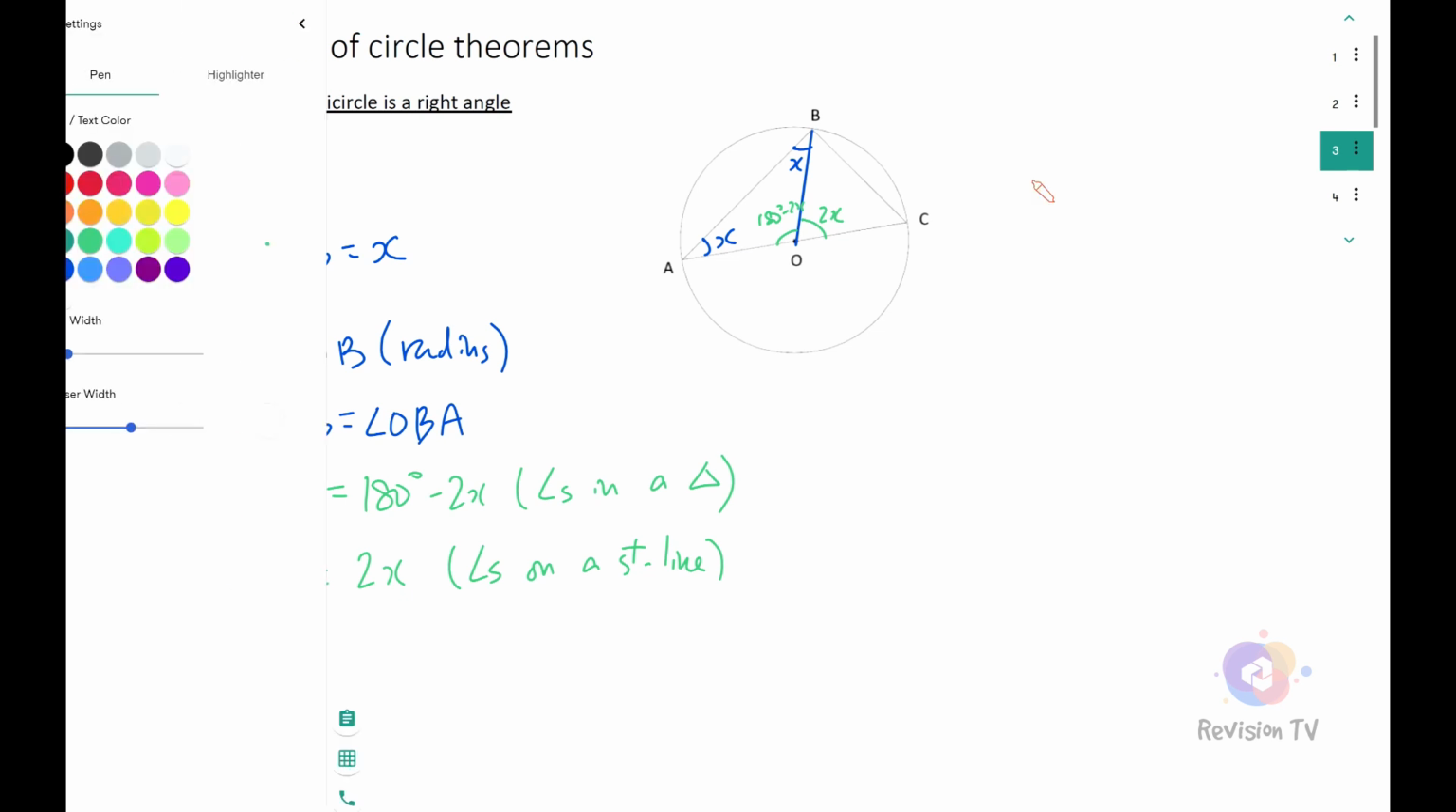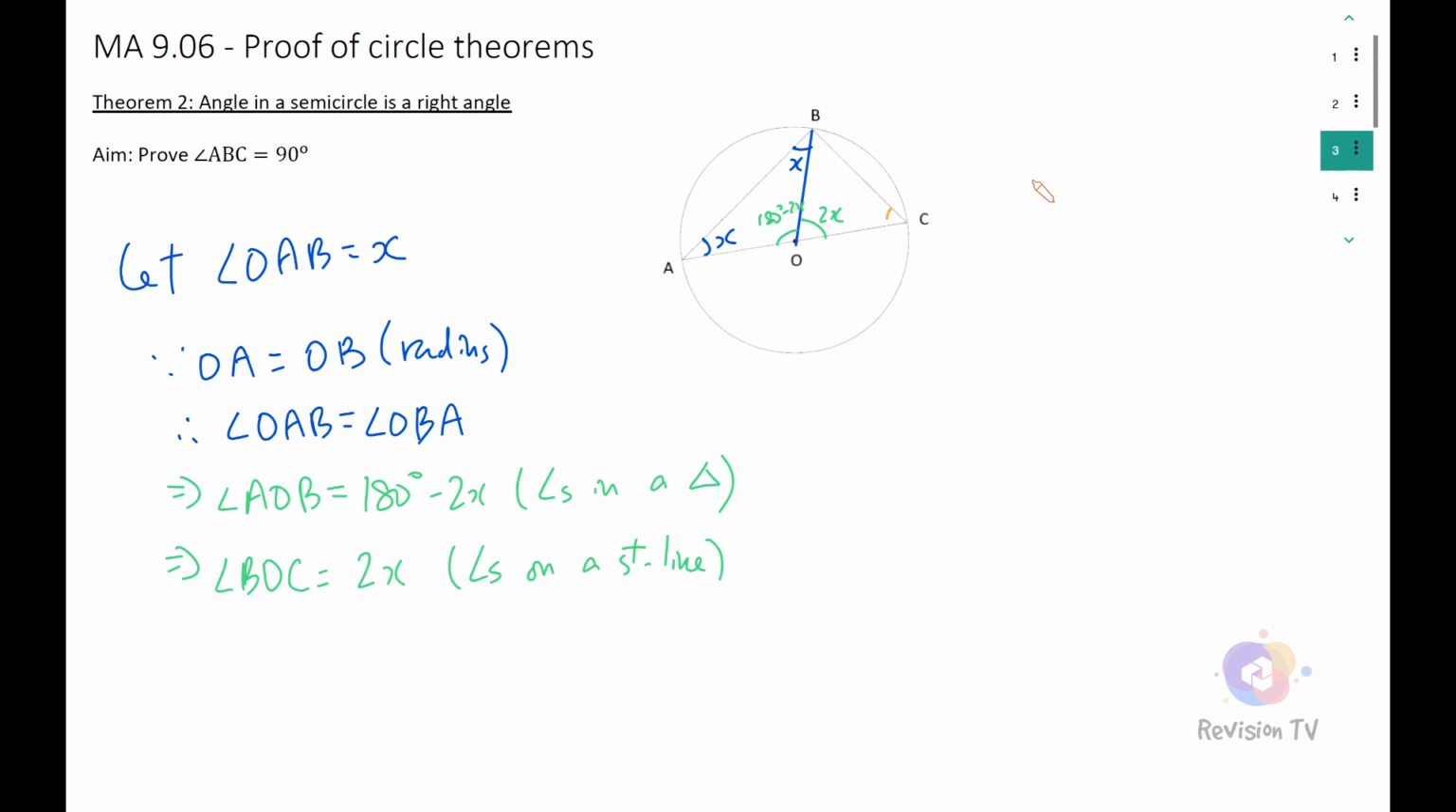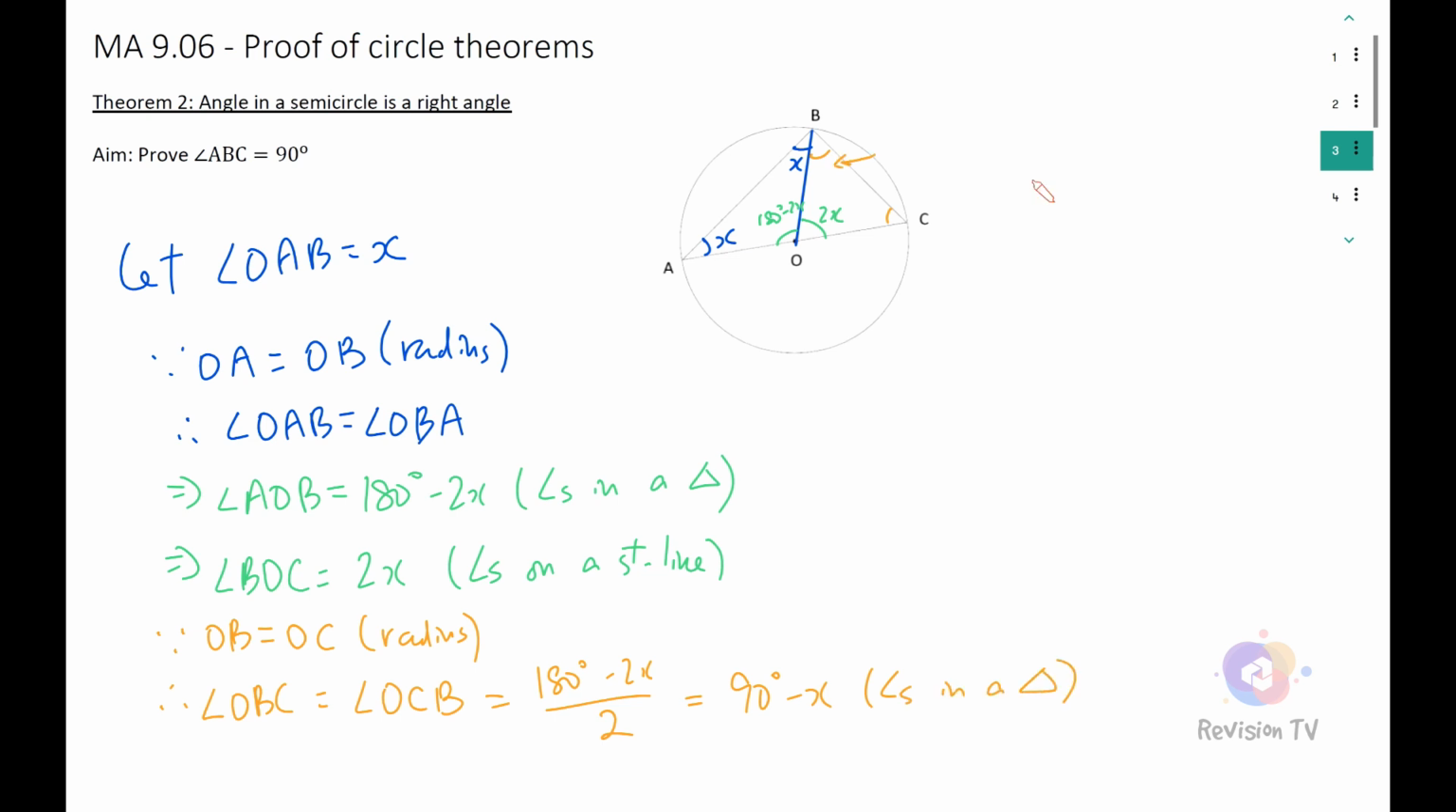What's next? We're going to continue to work out all the angles, these two angles. Now we know because OB equals OC, they're both radii, therefore the angle OBC will equal the angle OCB. And what would they equal? They will equal 180 degrees minus 2x divided by 2, which, if you halve each number, will be 90 degrees minus x. The reason being angles in a triangle. So each of them equals 90 degrees minus x.